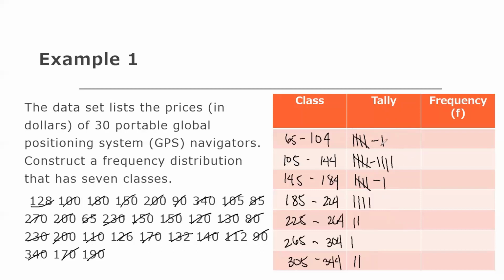Next is the frequency. For the frequency, we're just going to count the tally. So here we have 6, we have 9, here we have 6, we have 4, 2, 1, and 2. So the classes, we have 1, 2, 3, 4, 5, 6, and 7. And the frequencies for each class are 6, 9, 6, 4, 2, 1, and 2.